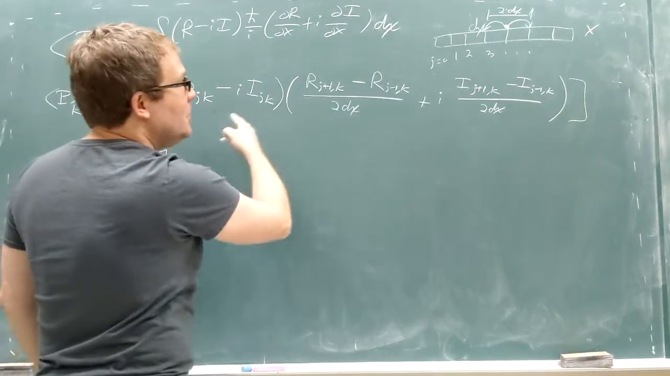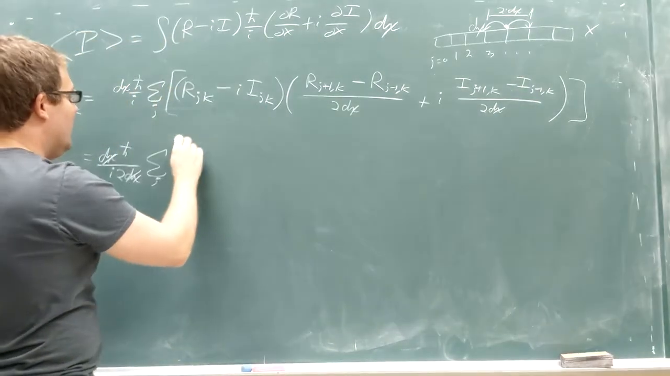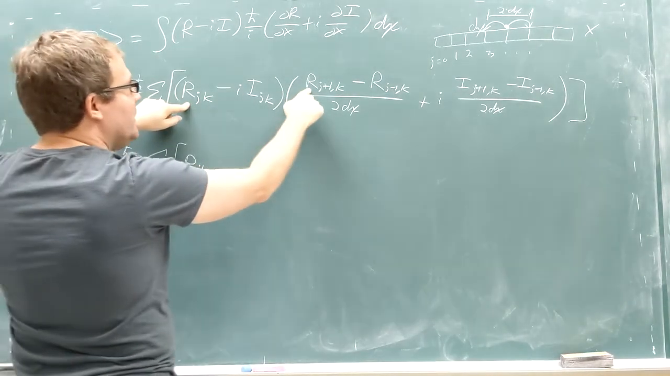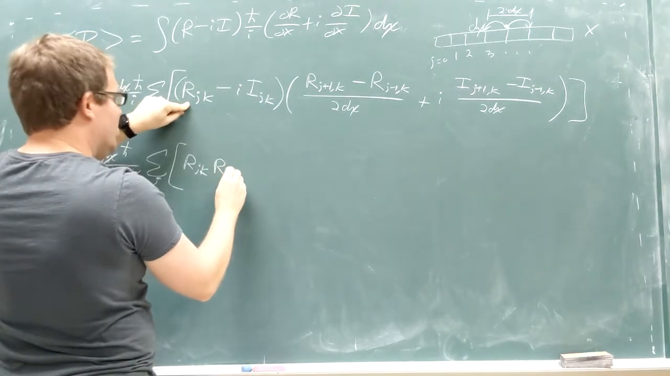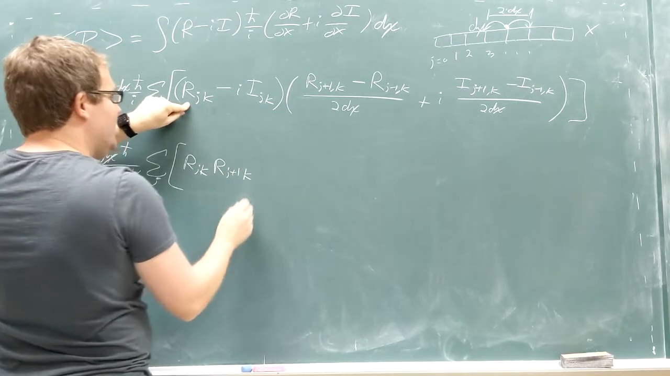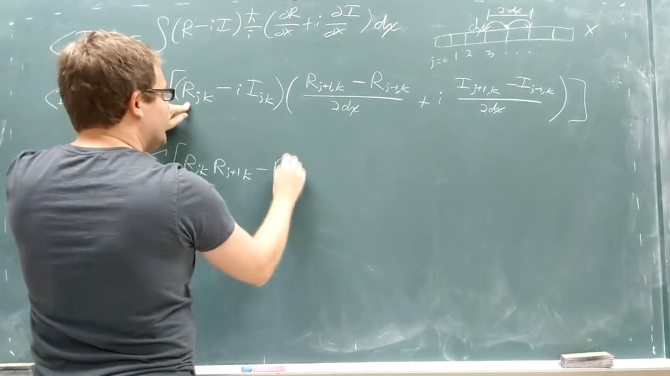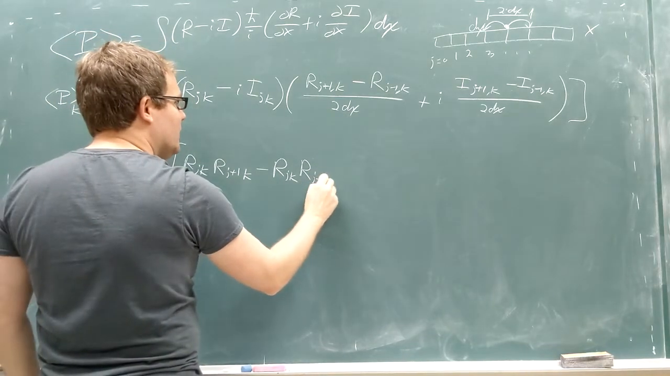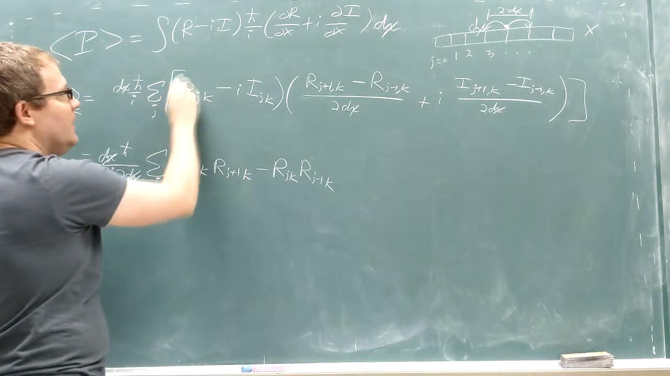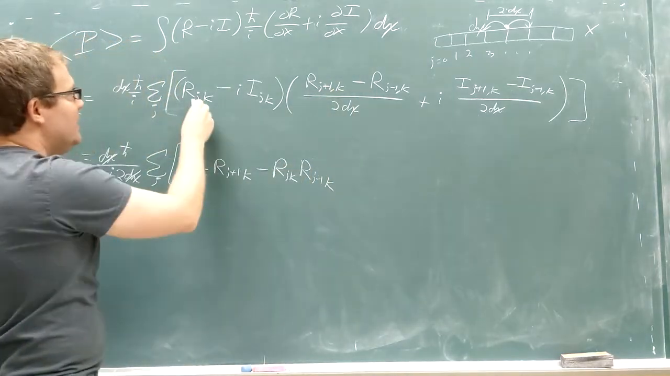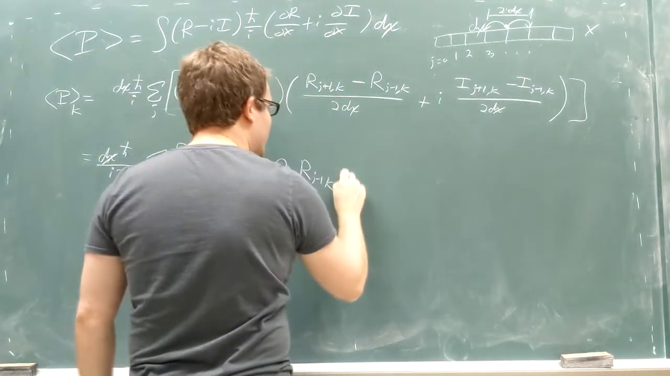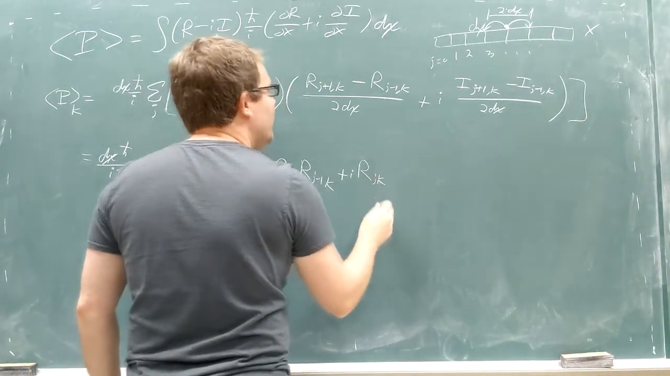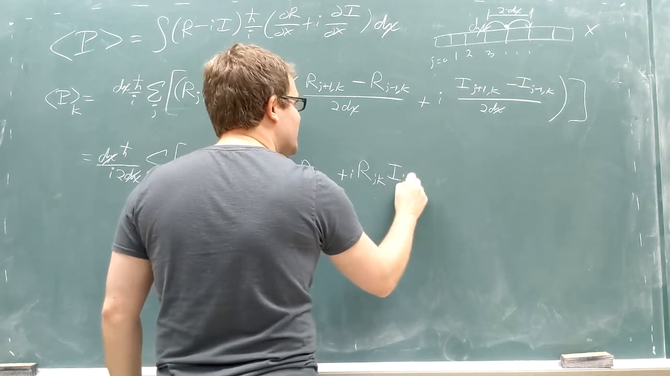And now I basically just need to do a little bit of foiling here. So let's see. I'm going to have an r_jk times this piece, so I'll have an r_j+1,k. All right, and then I'll have a minus r_jk times r_j-1,k. So I've taken this r_jk and distributed it to these two. Now I need to take this r_jk, distribute it to these two. So I'll have a plus i, square root of negative 1, r_jk times i_j+1,k.